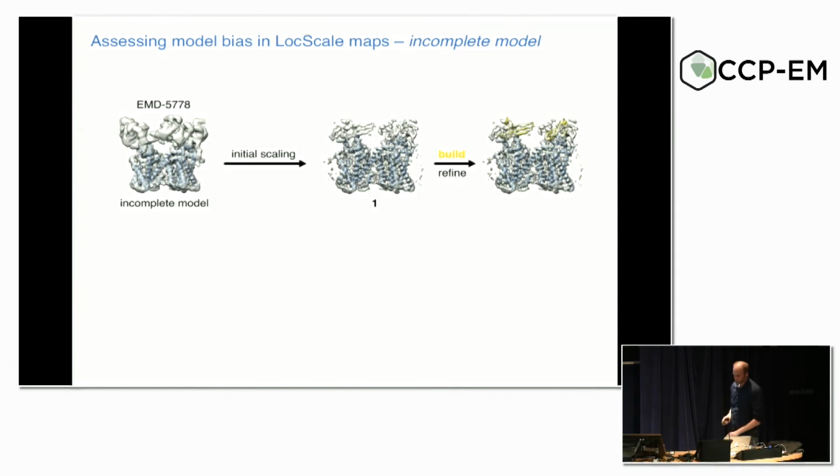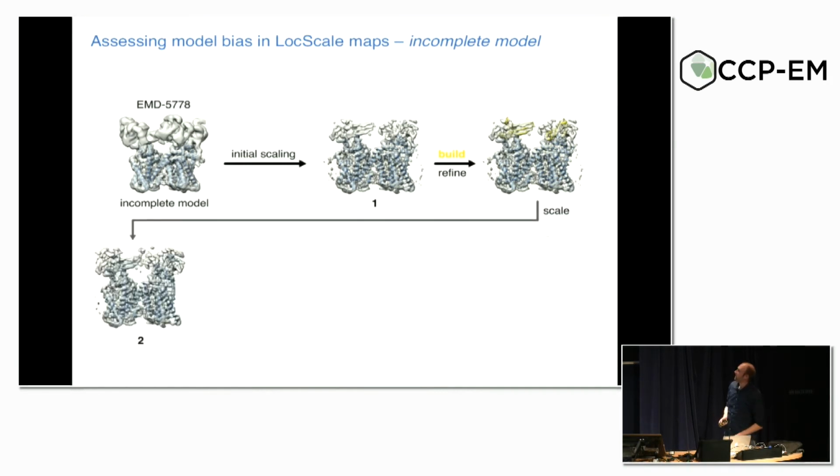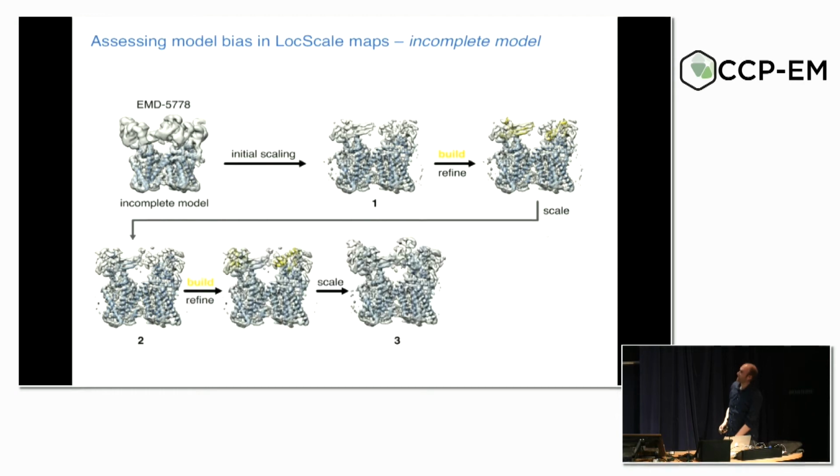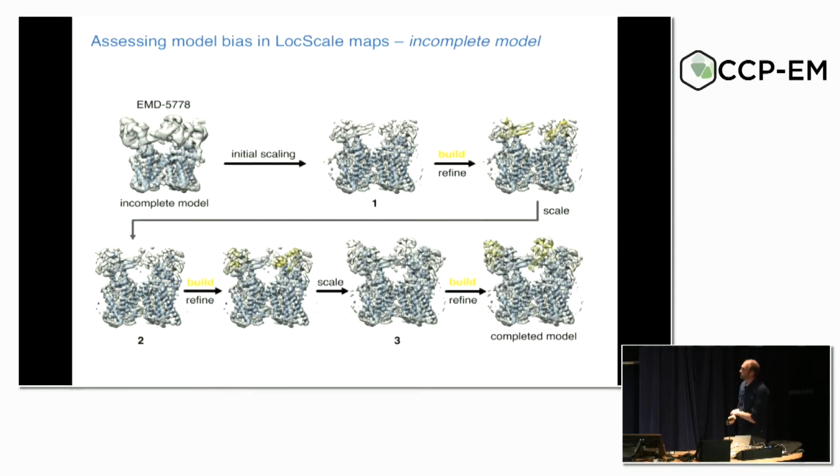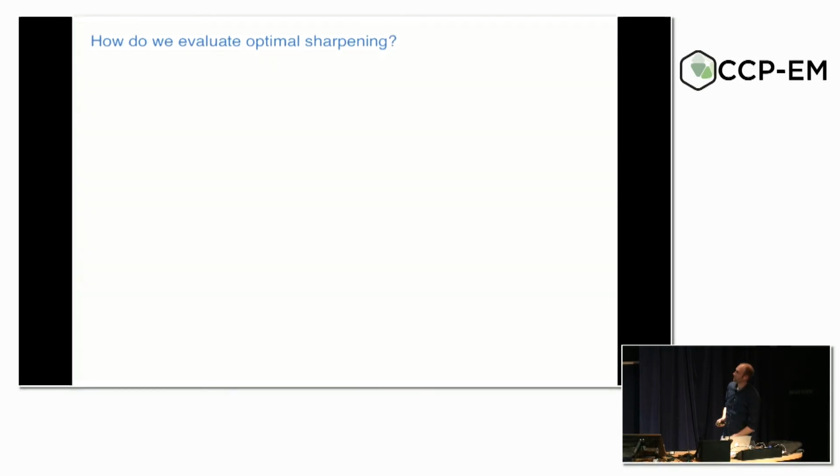And then you can use this density to extend your model, and use this extended model to scale your unsharpened density again, and continue until eventually you end up with a completed model, and use this completed model to then completely sharpen your entire density map. But I want to warn you that if you do this, you should be well aware that this may introduce loss of density in your structure if you're not doing this carefully.